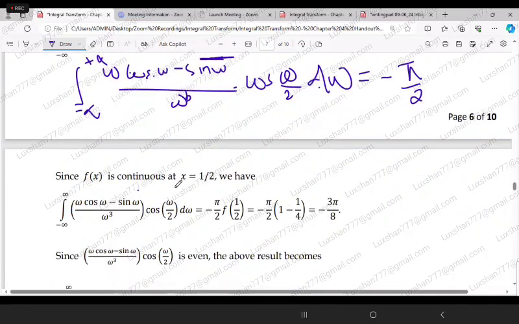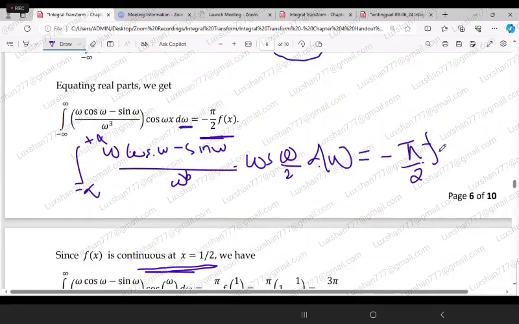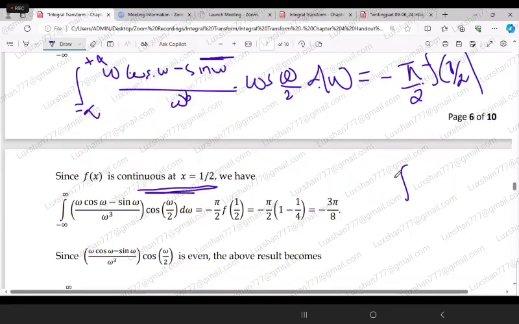Look at here. X equal half is a continuous point. Therefore, we can put the exact value of x, half. So what is f of half? F of half is 1 minus 1 over 2 square, which is equal to 3 by 8, isn't it? So I am putting 3 by 8.